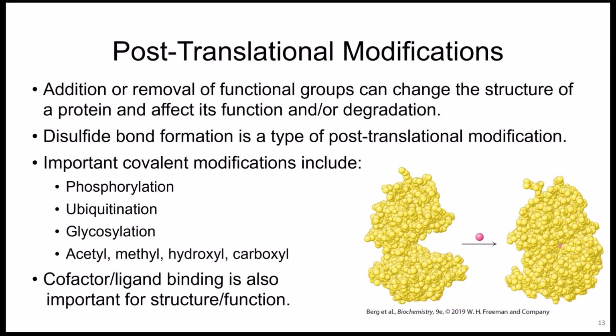Ubiquitination is something you may have heard about in your biology classes, and this is where proteins are tagged with ubiquitin to result in their degradation. And you can also add other functional groups such as acetyl, methyl, hydroxyl, or carboxyl groups to the amino acid side chains to modify them. Whenever you add these extra functional groups, that's what changes the overall structure of the molecule and its properties. And remember that cofactors and other ligands, as shown in this image, can also result in a structural change. And this will affect the overall function of the protein.